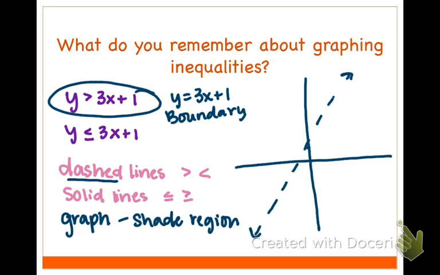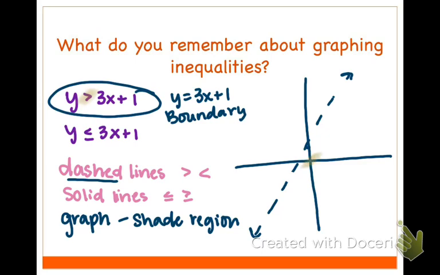And what I need to do now is figure out which side, which region I want to shade. Do I want to shade the above region or the region that's below? And there's a couple ways you can do this. You can look at your equation and say, well, it's a greater than symbol. So I want my y to be bigger, so I'm going to shade above it. Or you can pick a test point.